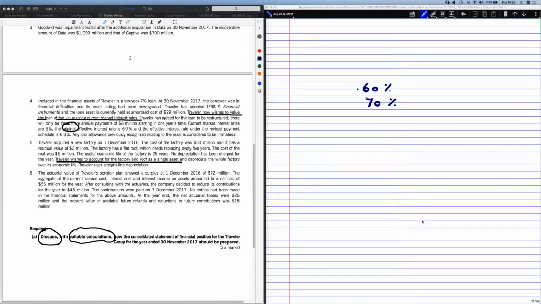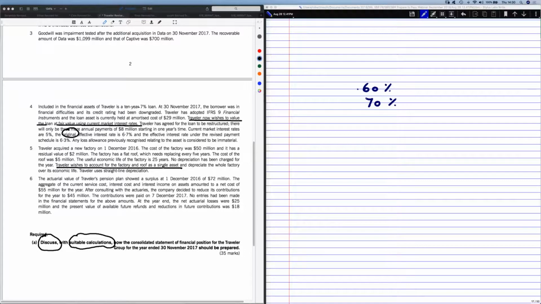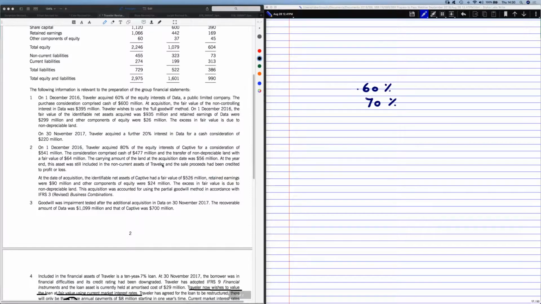We're not going to go too far down these lines, but let's just have a look at note six, please. And let's read this together. The actuarial value of Traveller's pension plan showed a surplus at the 1st of December 2016 of 72 million. Let's look at that. Oh, there it is. There is the 72 million. There it is in the balance sheet.